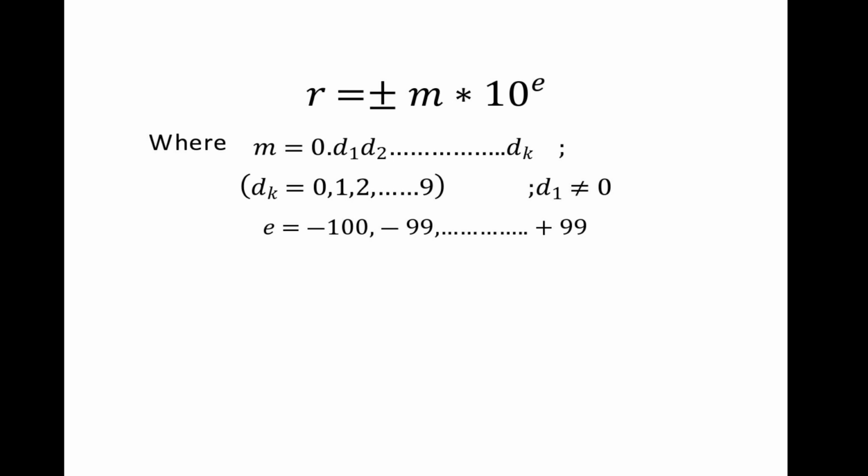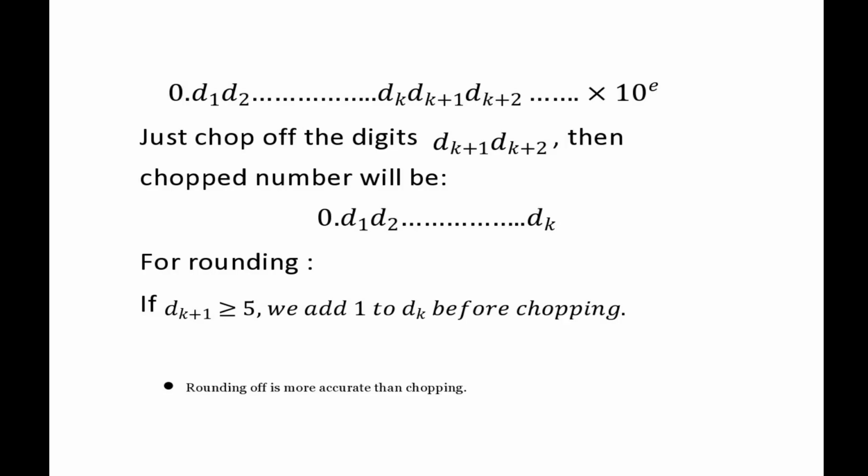Alright, now to write a number in significant digits, we use a certain procedure or criterion, and that is chopping and rounding. To truncate the number, you have to either chop it off or round it off. In mathematics we use the technique of rounding. So what is chopping? I will tell you the difference between chopping and rounding.